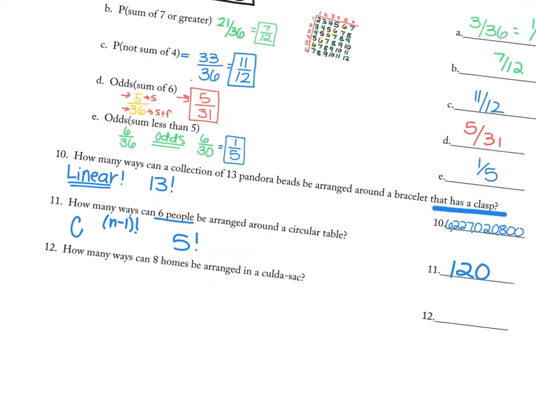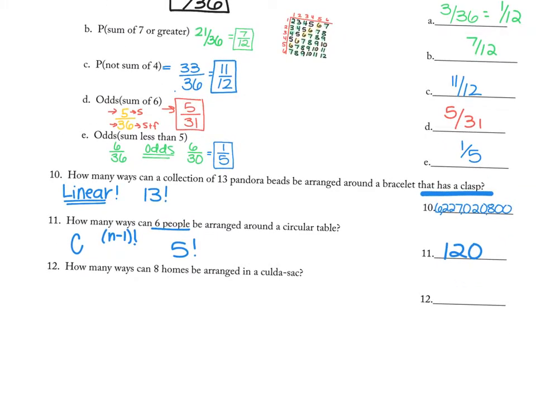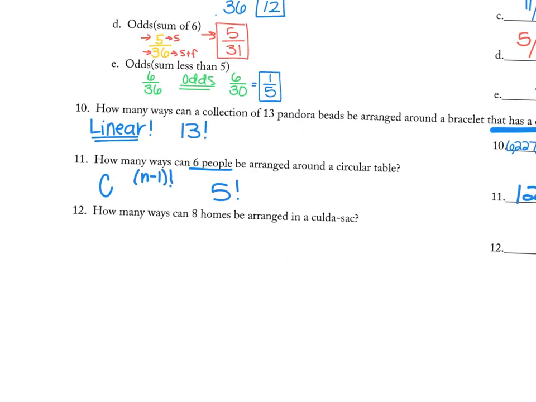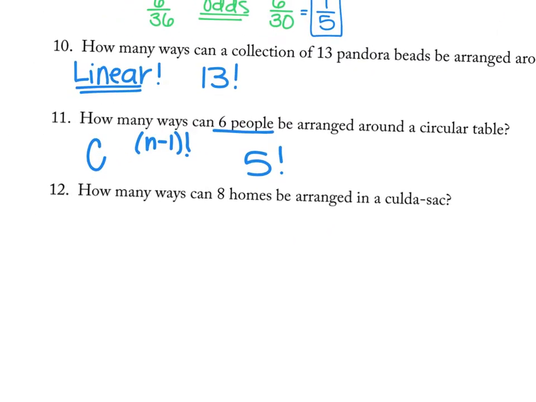Okay, how many ways can 8 homes be arranged in a cul-de-sac? All right, you could argue this one. Is it circular or is it linear? I'm going with linear though, because in a cul-de-sac, as many of you might live, you kind of have to enter into it and then houses are around. This is the worst diagram ever. Okay, but there's kind of like a reference point. There's a beginning. So I'm going to go with that this is linear.